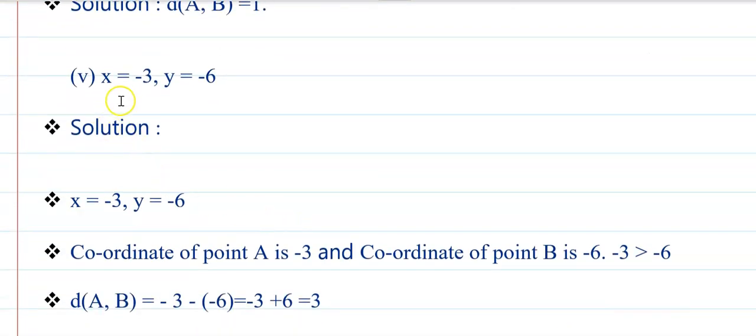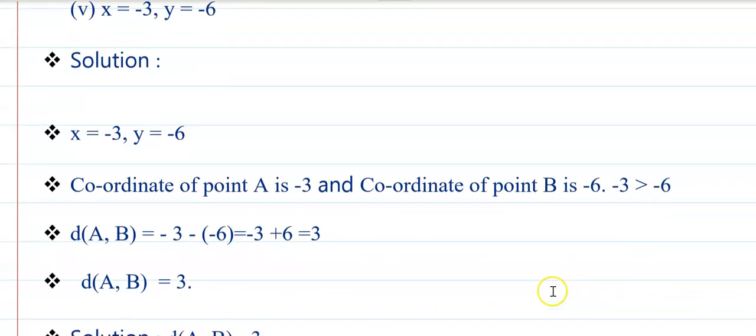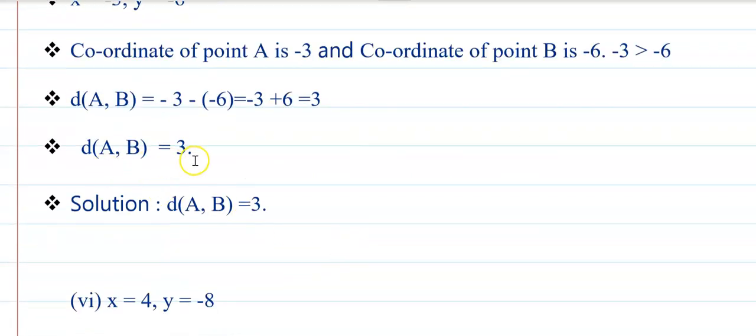Now next is x is equal to minus 3, y is equal to minus 6. Here coordinate of the point A is minus 3 and the coordinate of point B is minus 6. Therefore minus 3 is greater than minus 6. Distance AB is equal to minus 3 minus in bracket minus 6. Now this minus minus will become plus, that is minus 3 plus 6 is equal to 3. Therefore the distance AB is equal to 3.